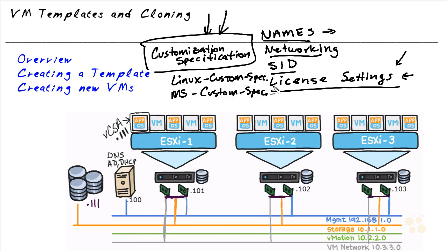And then as we're creating VMs based on a template, as part of the install process, we could check the box that says we want to do customization, and then furthermore, we could select from our list of customization specifications which custom spec we want to use when we deploy the VM.